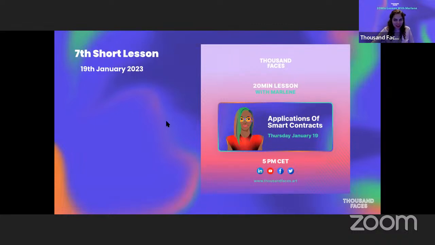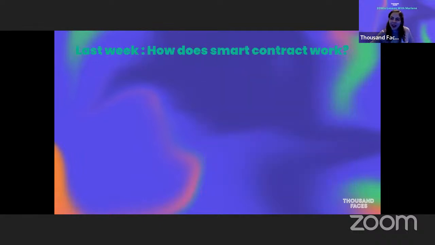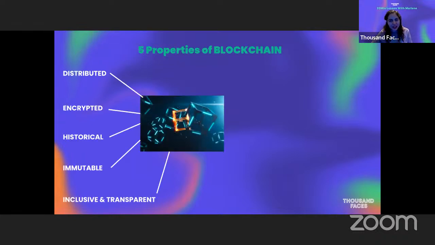So today's topic is applications of smart contracts. Last week, we already saw a bit of the basics of smart contracts, and today we will continue a bit deeper in this topic. So last week, how did we start? We already started with smart contracts.